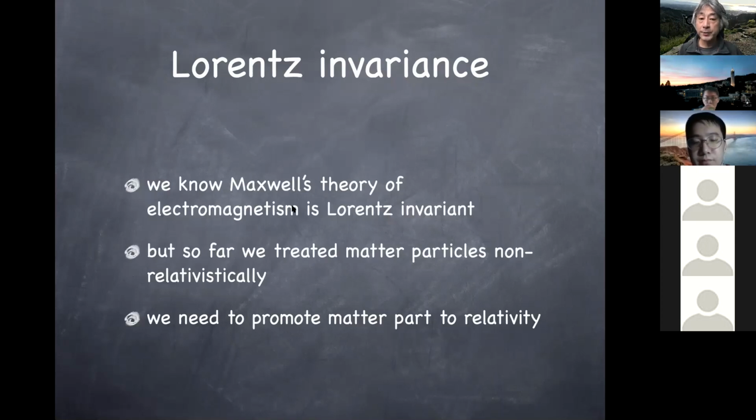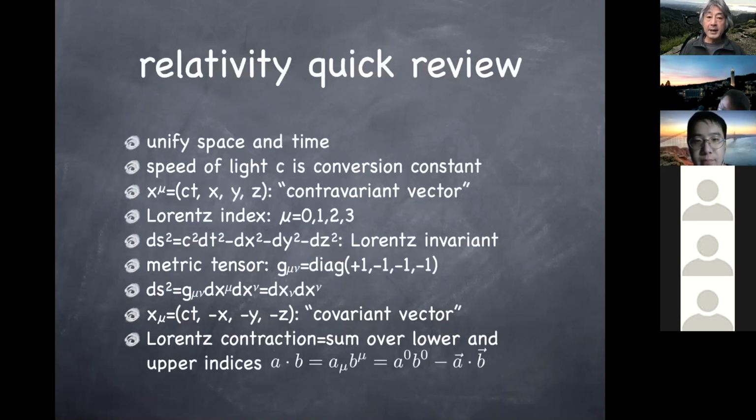And so we know the Maxwell theory of electromagnetism is Lorentz invariant, so we don't need to do much about it. But so far, we treated matter particles non-relativistically. So in order to have a fully Lorentz invariant quantum field theory consistent with special relativity, we need to promote the matter part of the discussion to relativity as well. So that's something we have to start thinking about. So the idea is to make everything in a Lorentz invariant fashion. And so I actually need to do a quick review on how to write down a Lorentz invariant theory.